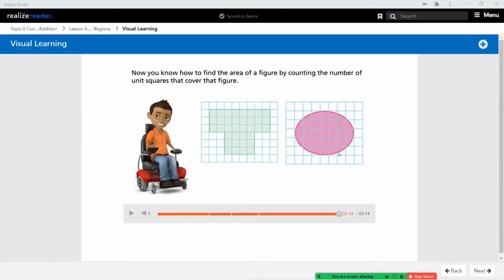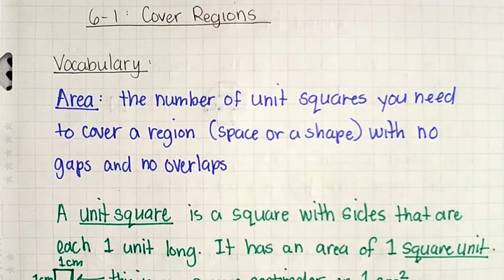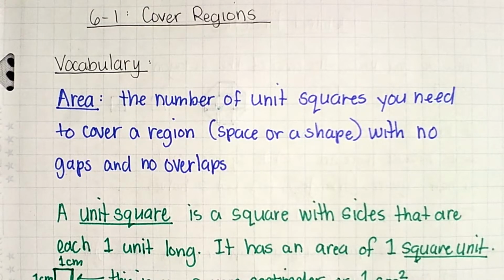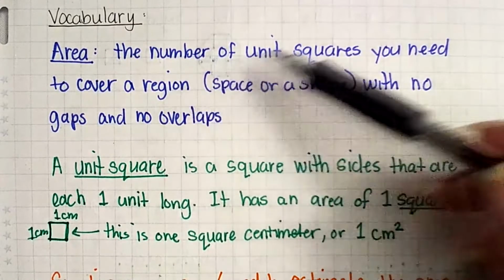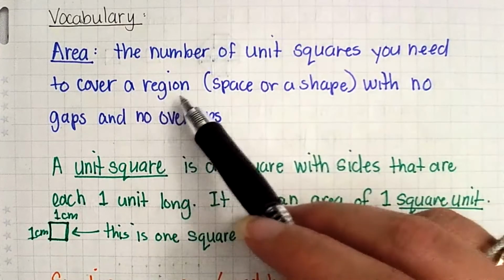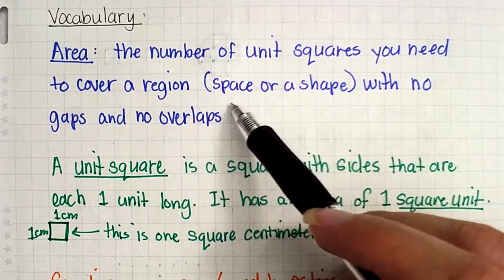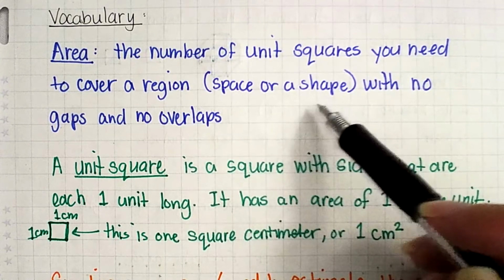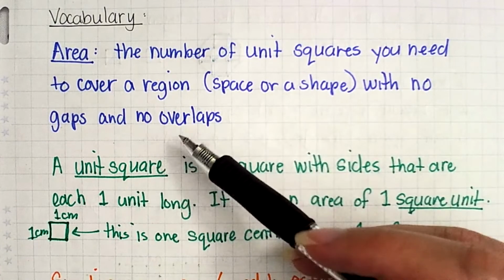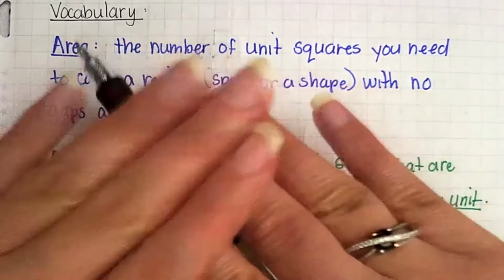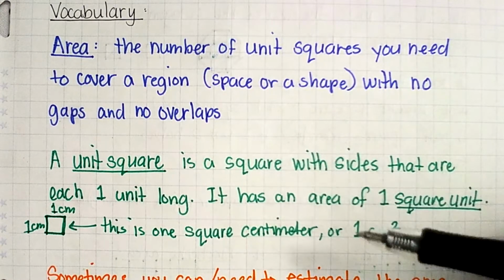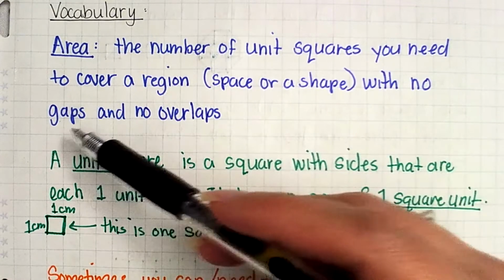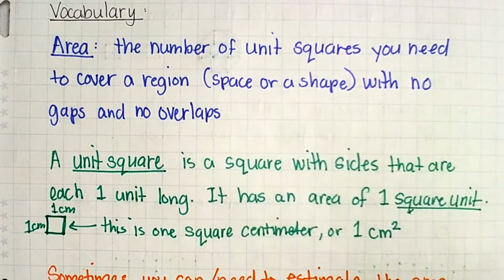So let's go ahead and take a look at our notes and our guided practice for this lesson. So the vocabulary that you want to know is, first, the word area. Remember, we said area is the number of unit squares that you need to cover a region. When I say region, I'm talking about a space or a shape with no gaps and no overlaps. So you can't have two of them on top of each other. You have to have them fill as much of the shape as possible without leaving any empty spaces and without any of them on top of the others.